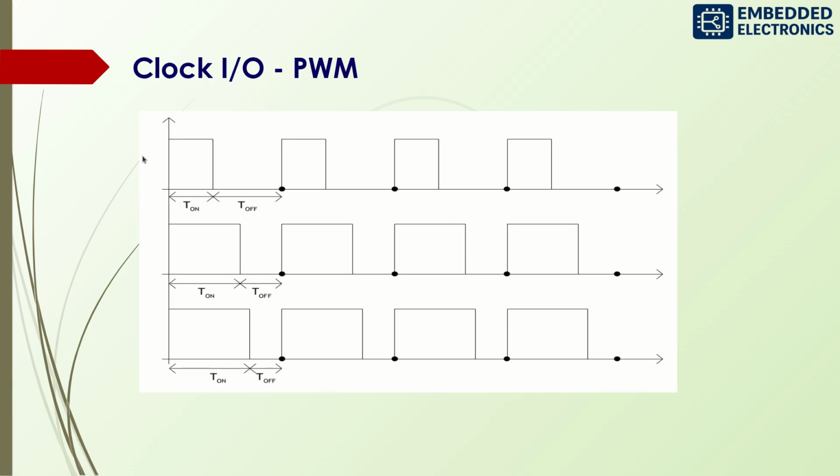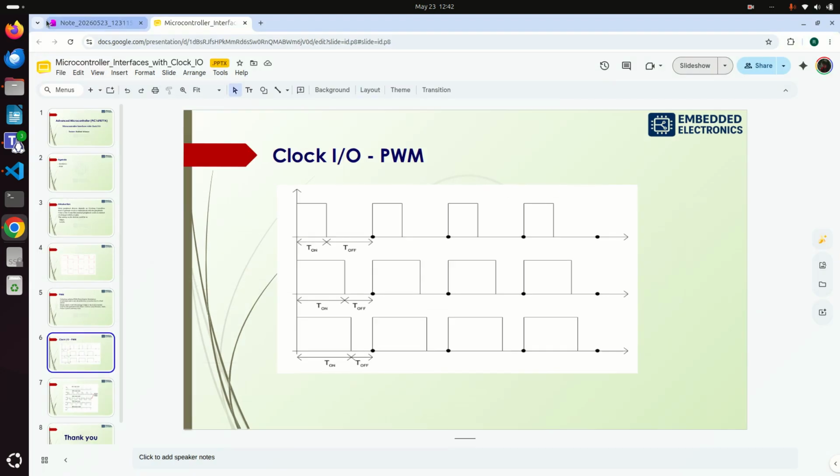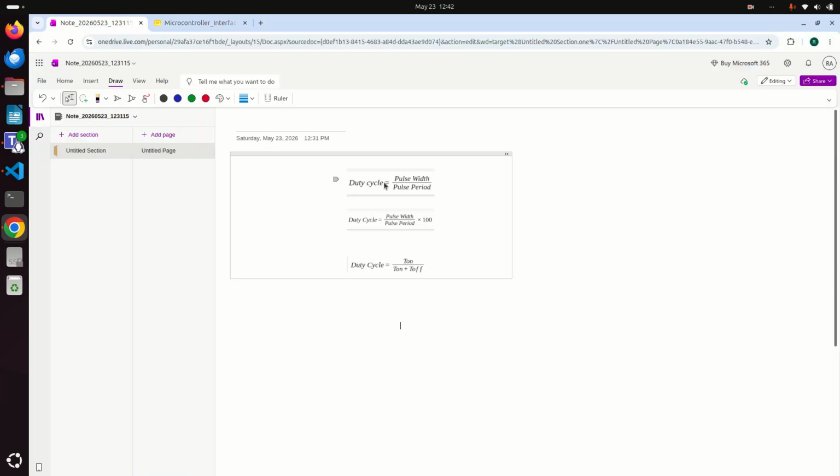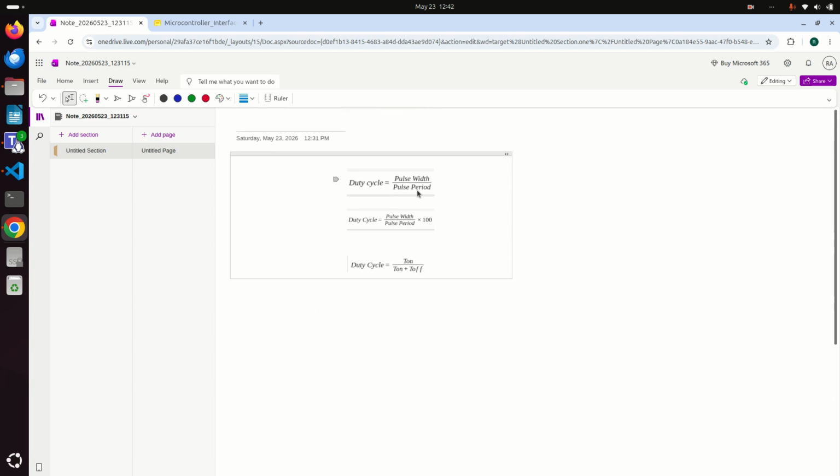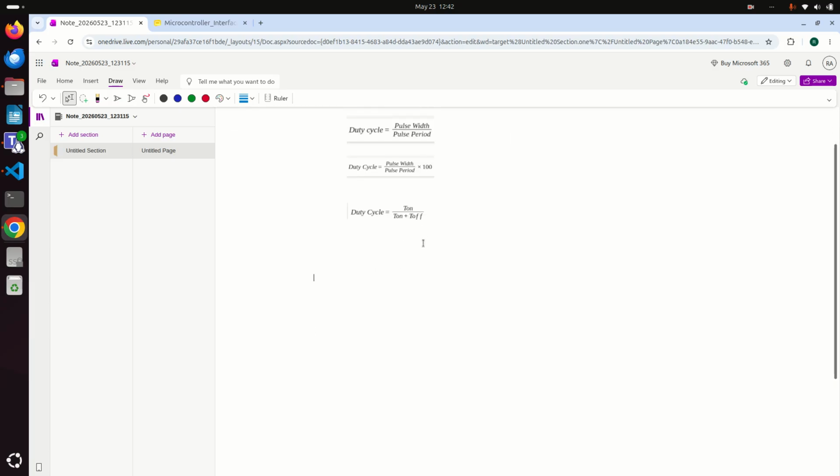So do you know what duty cycle is? We can say that it is the ratio of pulse width to the pulse period. So what is duty cycle? It is nothing but a measure of time maintained high in a modulated pulse, or the ratio of pulse width to the pulse period. To get the percentage, just multiply by 100.